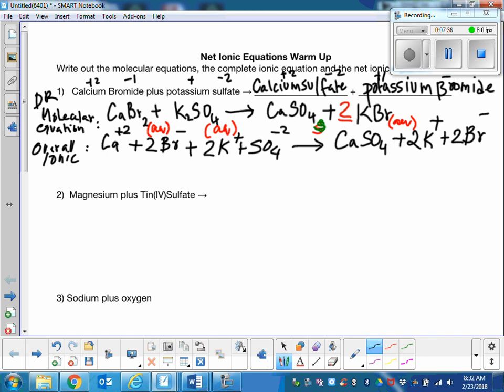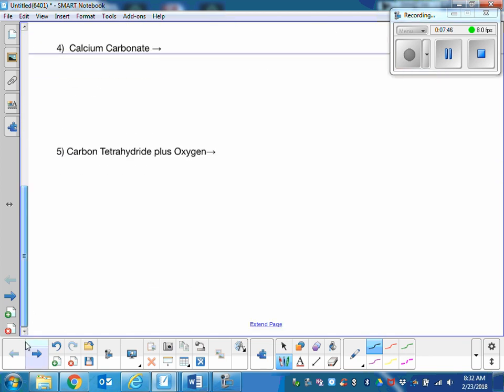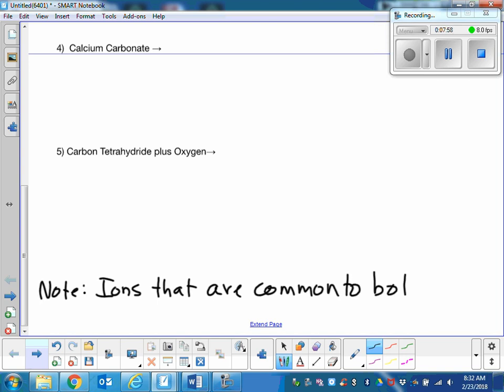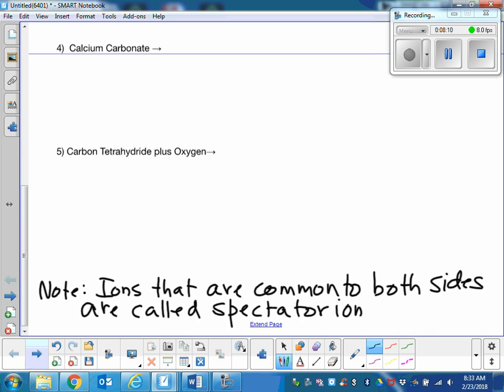Did I introduce this vocabulary word last class? Alright. So ions that are common are called, where should we write this down? Maybe at the bottom or somewhere. Maybe you can make a note and say: ions that are common to both sides are called spectator ions.